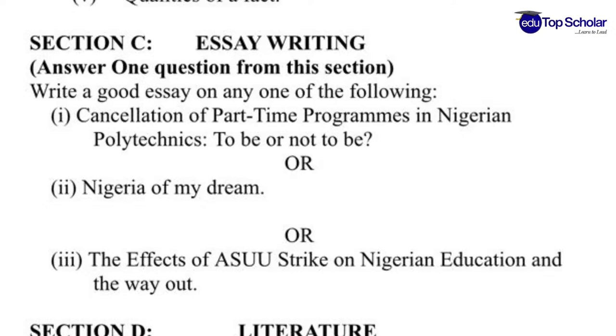So, if you have three effects, you have three items to discuss as effect of ASU strike on Nigerian education, then you have three paragraphs already. Then, if you have three suggestions for way out, then you have another three paragraphs, making 6 paragraphs. So, in that kind of essay, you are going to have about 8 paragraphs, including the introductory paragraph and the concluding paragraph. So, with that, you can have a very good essay.